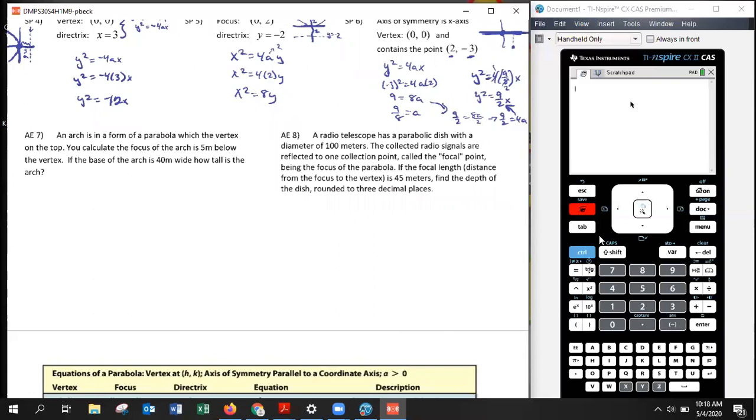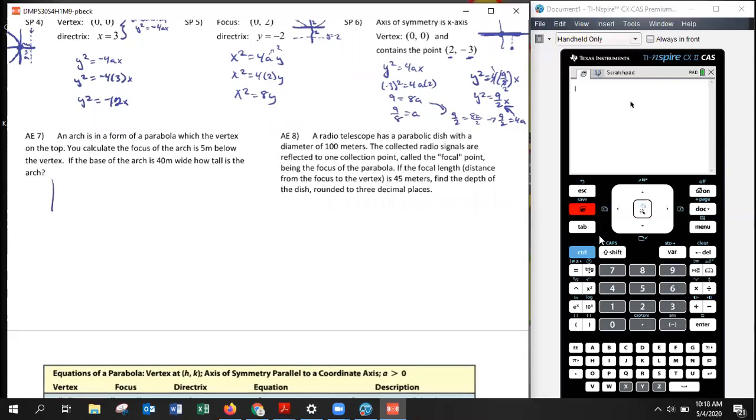So with that said, I'd like to go ahead and draw a picture. So we have an arch in the form of a parabola with the vertex on top. So it looks like so. You calculate the focus of the arch 5 meters below the vertex. So the focus is going to be right here. I'm going to say that distance is 5. If the base of the arch is 40 meters wide, so I know that this distance right here is 40. How tall is the arch? So our goal is to figure out how tall that arch is.